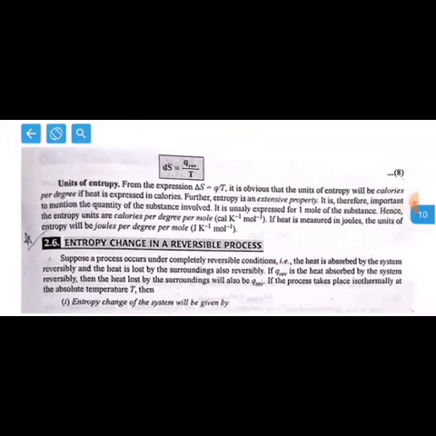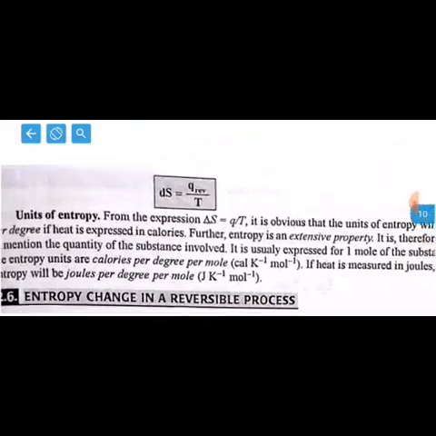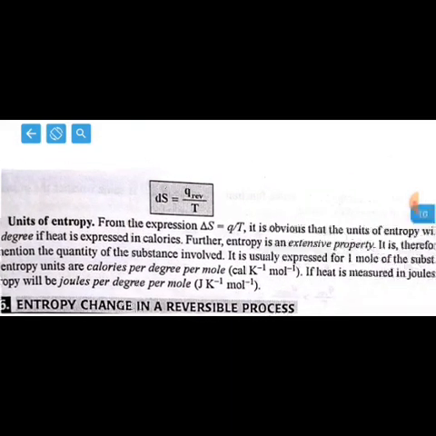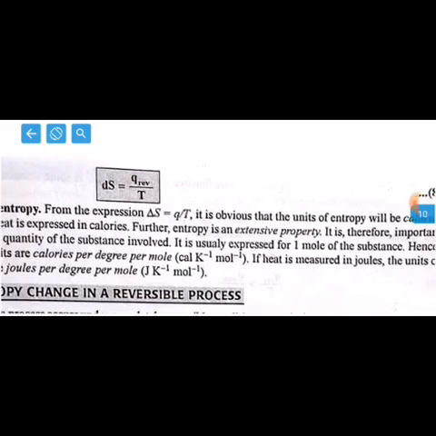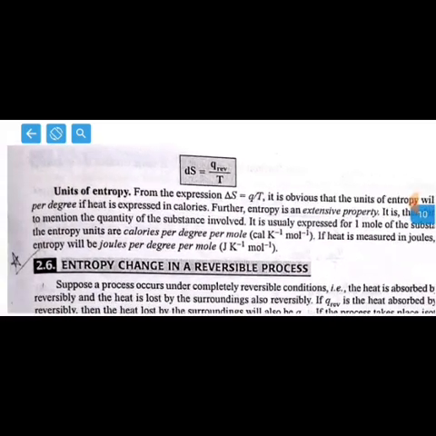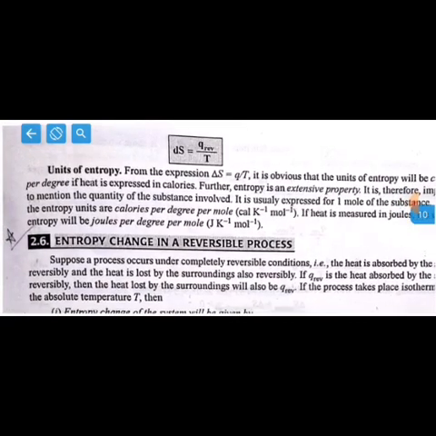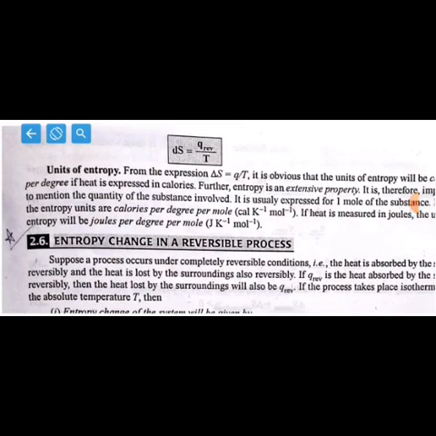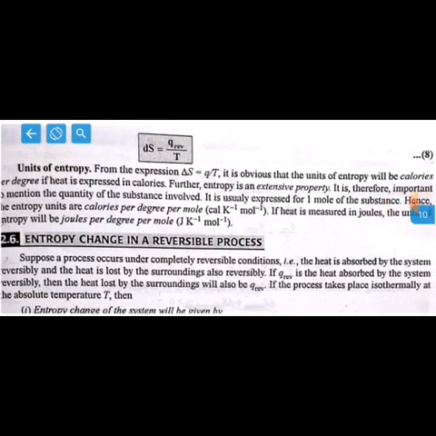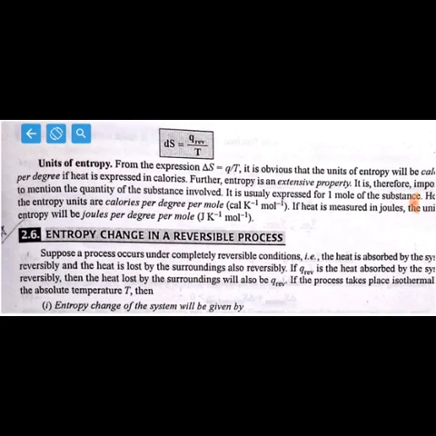Unit of entropy: from the expression ΔS = Q/T, it is obvious that the unit of entropy will be calorie per degree if heat is expressed in calories. Entropy is an extensive property. It is therefore important to mention the quantity of the substance involved. It is usually expressed for 1 mole of the substance. Hence, the entropy unit is calorie per degree per mole.